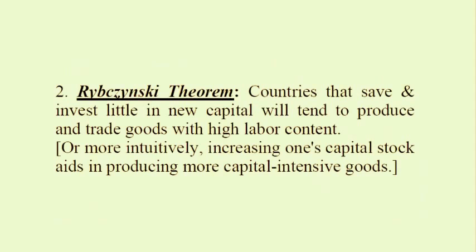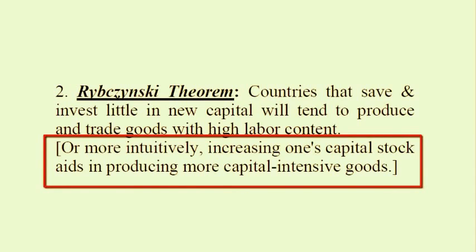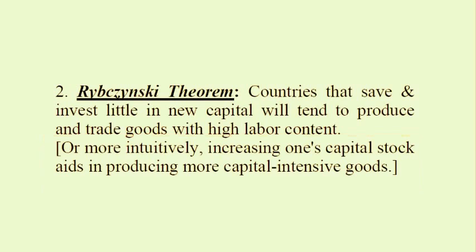The second well-known theorem is due to Rybczynski. The Rybczynski theorem says that countries that save and invest little in new capital will tend to produce and trade goods with high labor content. Or more intuitively, increasing the country's capital stock will aid in the production of more capital-intensive goods, and at the same time reduce the number of labor-intensive goods. Conversely, increasing the quantity of labor in the country will lead to the increase in the production of labor-intensive goods.